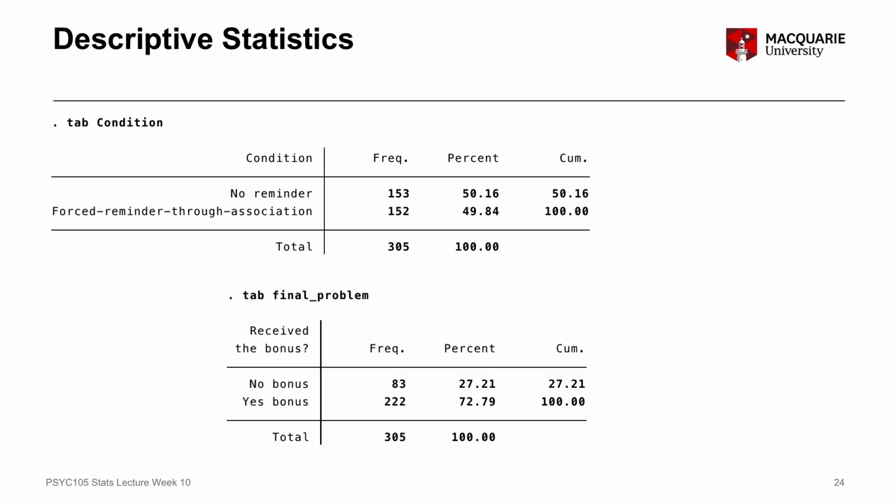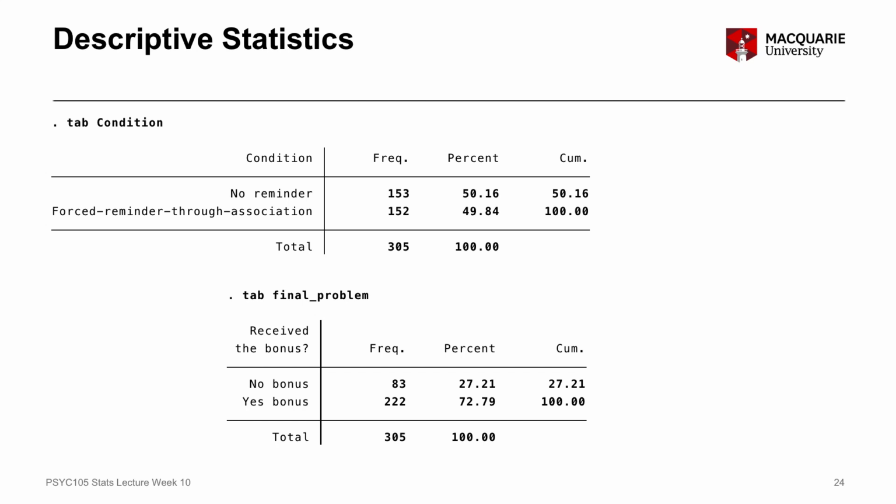And our second variable, which is our outcome variable here, our dependent variable, is whether people did or didn't receive the bonus. So if they didn't remember to give the incorrect answer, they didn't receive the bonus. If they did remember to give the incorrect answer, then they did receive the bonus. And what you can see here is that most people did remember and most people therefore did get the bonus.